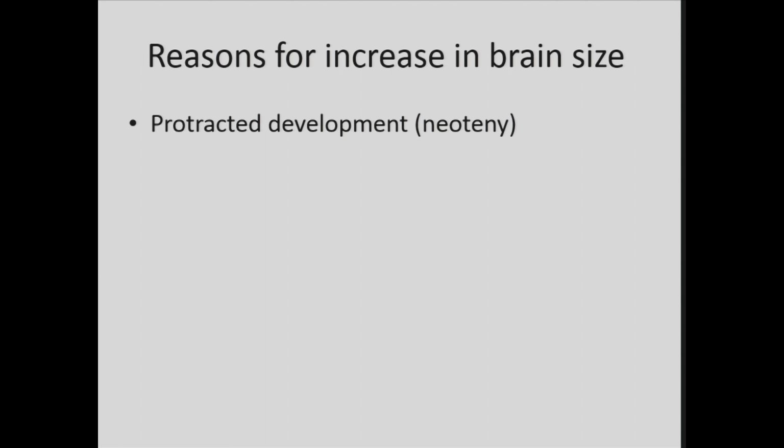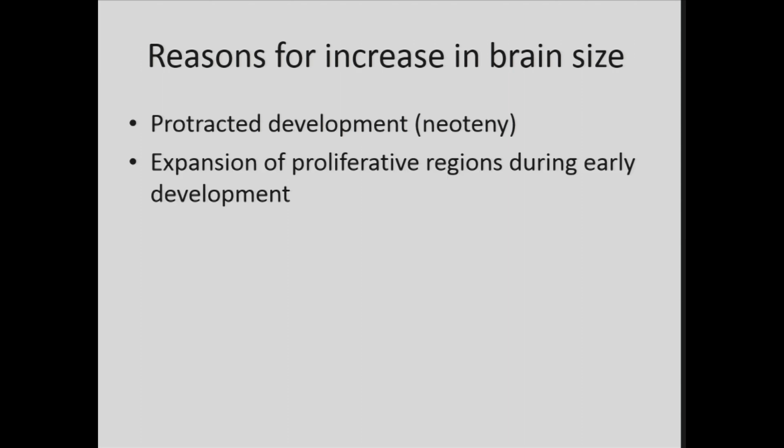One is protracted development, or neoteny, and this is the thought that humans are just allowed to develop for a little bit longer than other primates. And that allowance to develop our brain longer just allows us to expand a greater volume of the brain. Another reason is the expansion of the regions of the brain that proliferate. The regions that are going to add more cells to the human brain have expanded in upper order primates, and so this may also be providing a reason for why we have a larger brain.